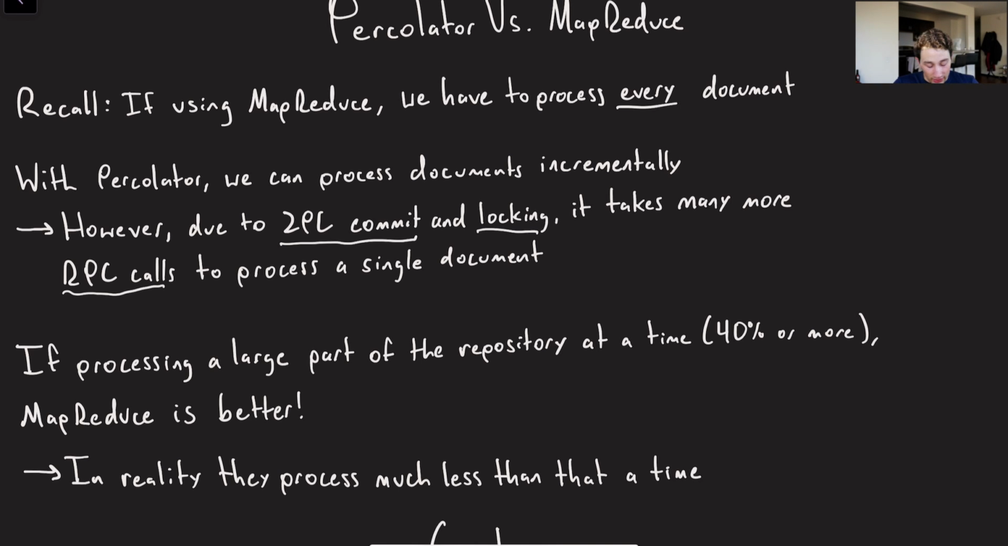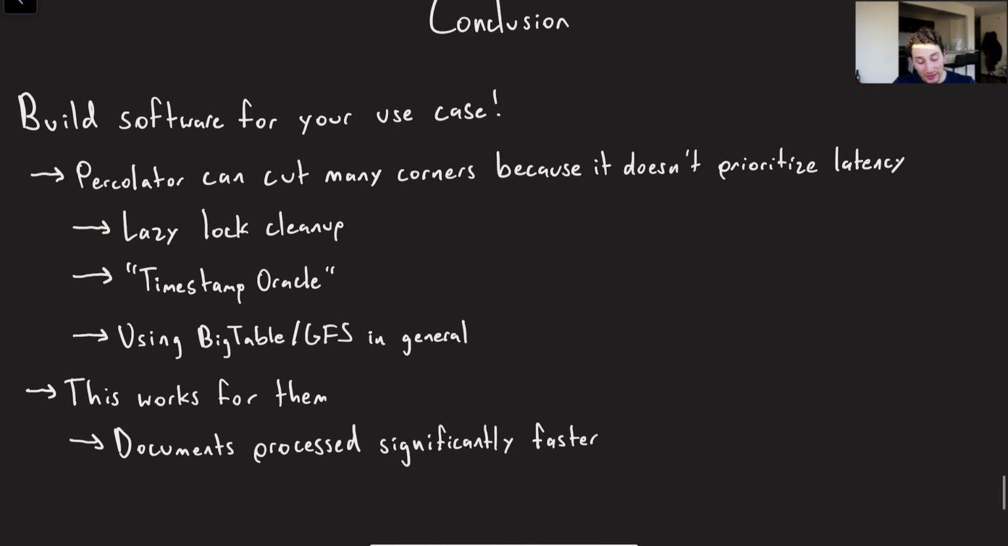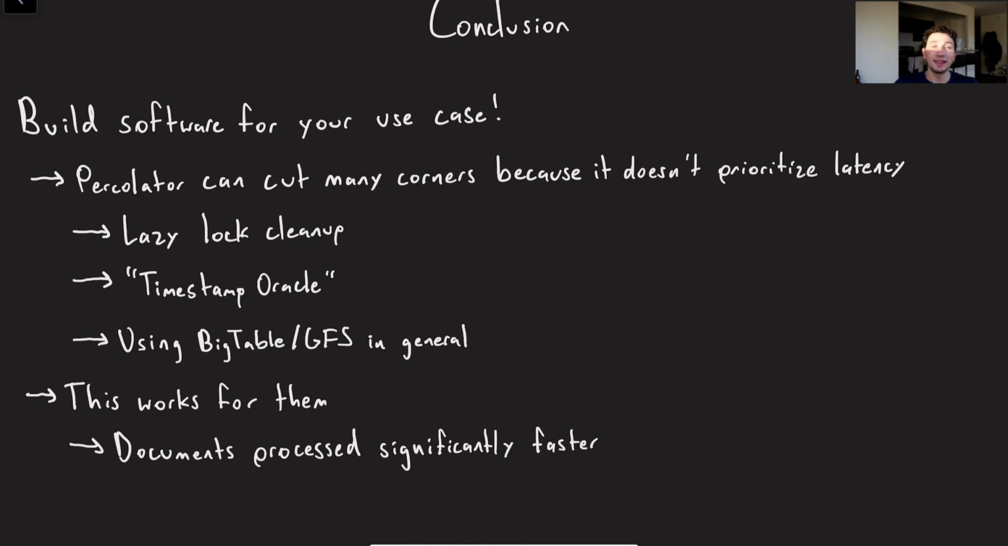Geez, I can't speak. So I guess the gist is, ultimately, in the paper, they kind of do an experiment where they look at the percentage of the web index to process at a time versus whether it's worth running Percolator or MapReduce. And ultimately they find that it is very much worth running Percolator until you're processing about 40% of the cluster or more, at which point it still becomes worth running MapReduce again. And so this is ultimately a trade-off that you have to think about, but the reality of the situation is they're really only processing a few documents incrementally at a time, and so Percolator is ultimately a system that is very much worth using.